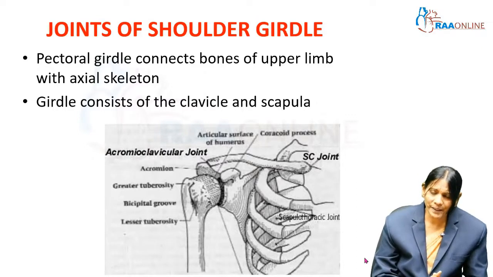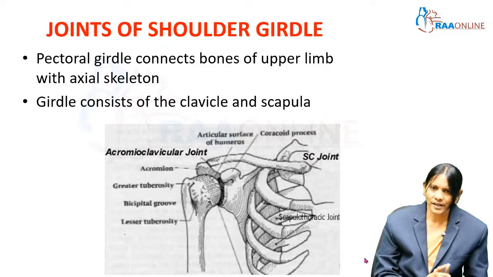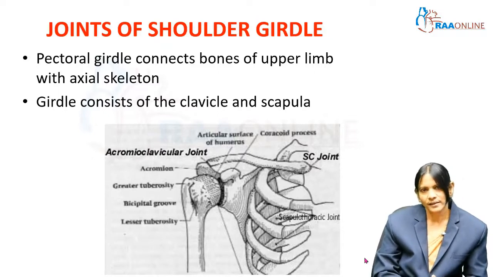What is a girdle? A girdle is a belt or a cord which encircles, and that's the literal English meaning. So here the pectoral girdle sort of encircles, if you see the scapula and the clavicular position, they encircle the axial skeleton and the upper limb. So that is why this is called as pectoral girdle.